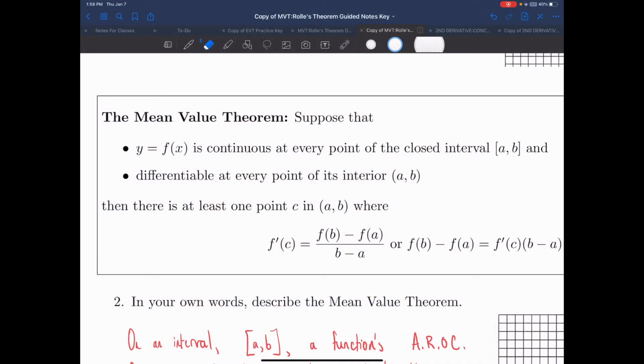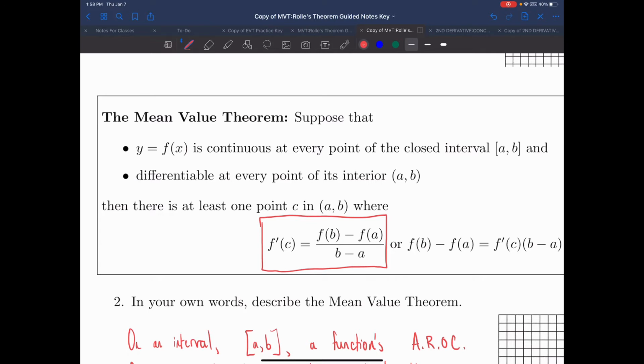Next we have the mean value theorem. The mean value theorem states that if y equals f of x is continuous at every point of the closed interval a to b, and differentiable at every point of its interior from a to b, which are the two same conditions that are listed for Rolle's theorem, then there is at least one point c in a to b where f prime of c equals f of b minus f of a divided by b minus a. And I'll just highlight that part because that's going to be the form that we're going to use the most.